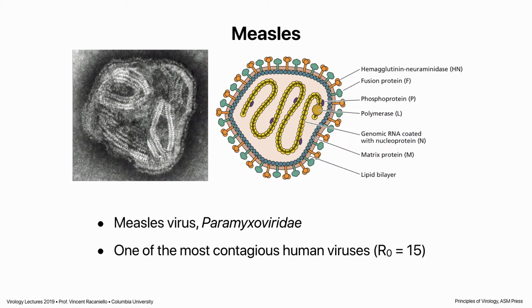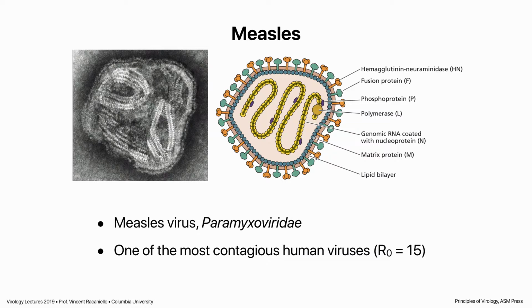So here we have measles virus. So we go back to an enveloped virus, negative-stranded RNA, single piece of RNA in the particle. This is also a virus that is transmitted by respiratory aerosols. So we go back to respiratory transmission. And this virus is one of the most contagious human viruses.